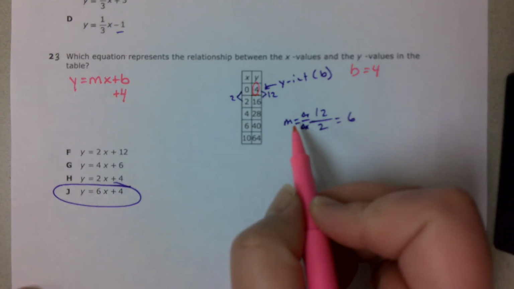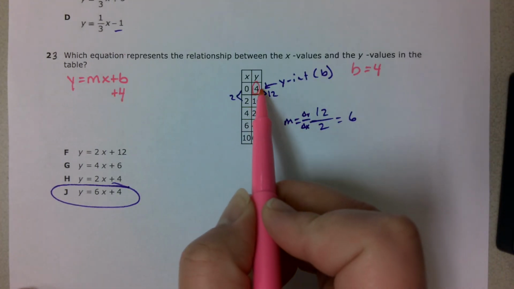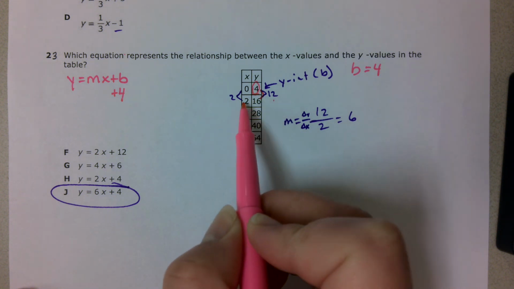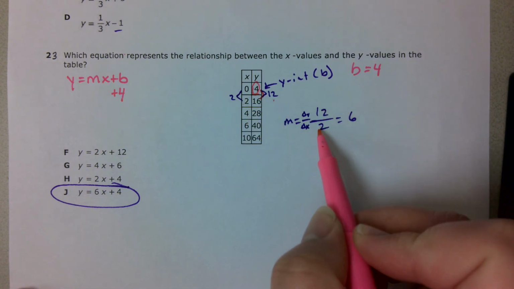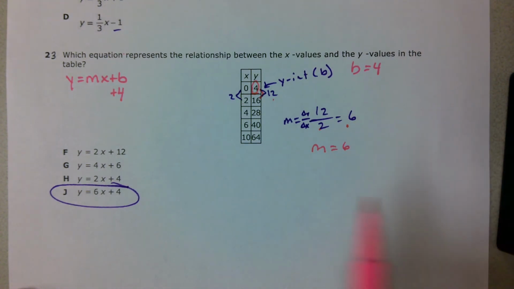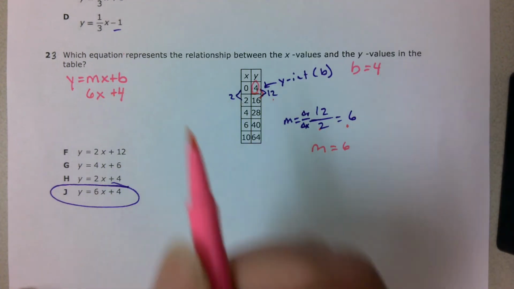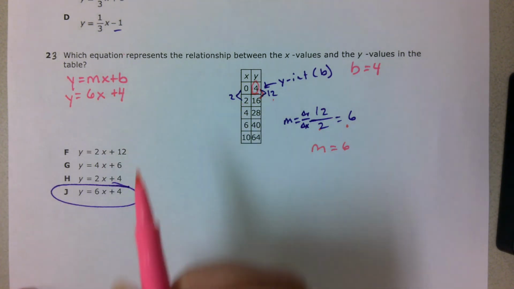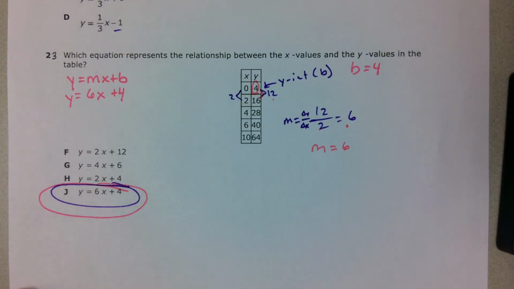Now I need to find my change in y over change in x. So 16 minus 4 is 12, 2 minus 0 is 2, 12 divided by 2 is 6. So my m is equal to 6. So 6x plus 4. And that's J, y equals 6x plus 4.